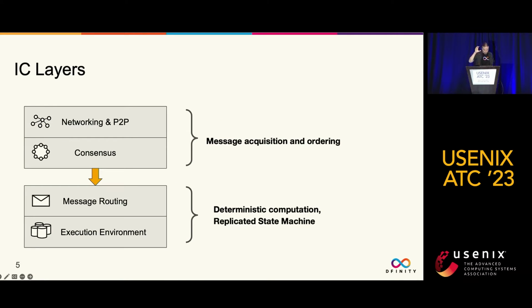Now, to zoom in a little more, there are four systems layers to the Internet Computer. I mentioned before that canisters talk to each other by sending messages. The first layer, the networking layer, is responsible for disseminating these messages. Then there's the consensus layer, which gathers these messages, orders them, and forms blocks in the blockchain. Then these blocks go to the message routing layer, which takes individual messages out of the blocks and places them in the right queues of the right canisters. Then these messages are taken out of those queues and executed by the execution environment in a deterministic way.